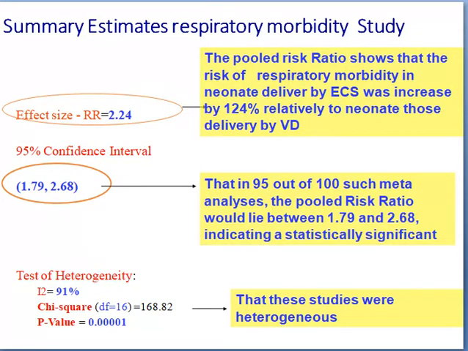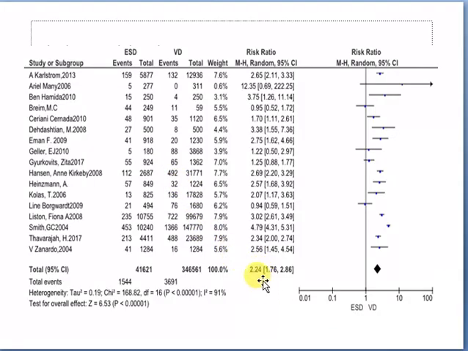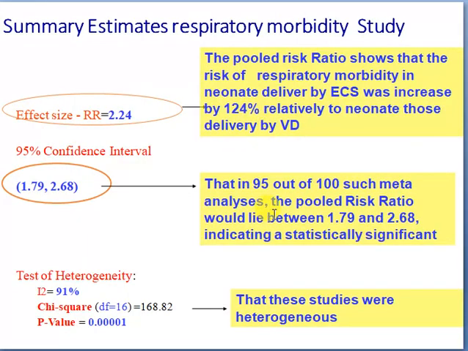Summary estimate for the respiratory morbidity study. The pooled risk ratio shows that the risk of respiratory morbidity in neonates delivered by elective cesarean section was increased by 124% relative to neonates delivered by vaginal delivery. As you have seen here, we do have 2.24, so we can change this into a percent, or we can just report 2.24 as it is. This is the effect size.